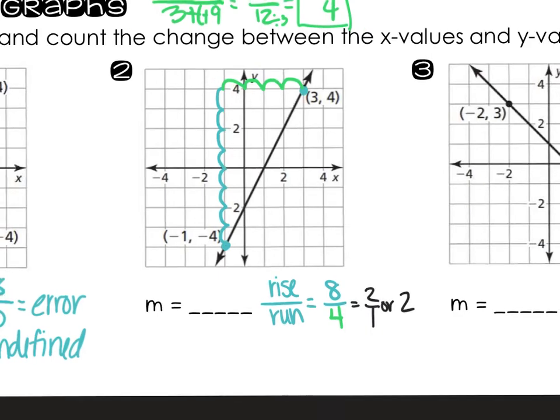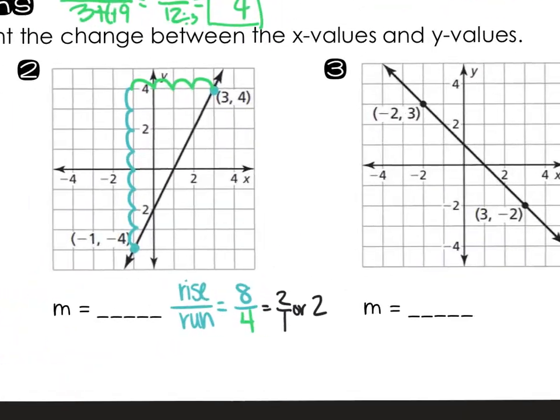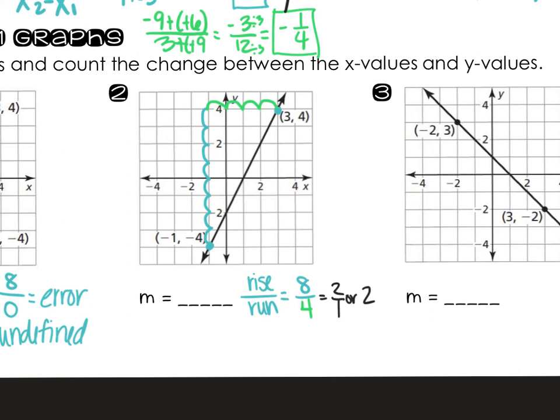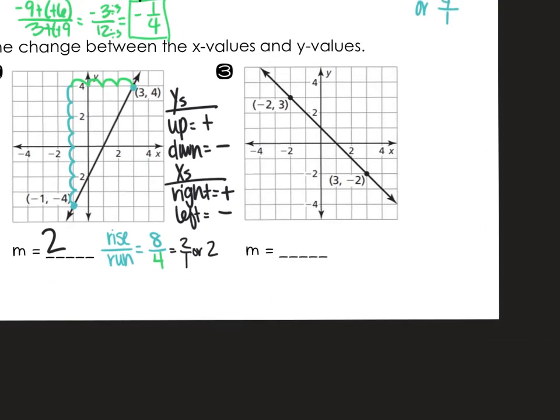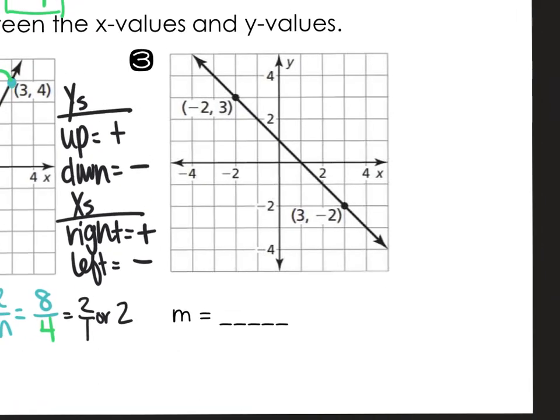Let's make a quick note here, just in case you have forgotten. So think, for the y's, up equals positive, down equals negative, and then for x's, right is positive and left is negative. Alright, 3. So take a pause on the video and see if you can do 3 on your own.